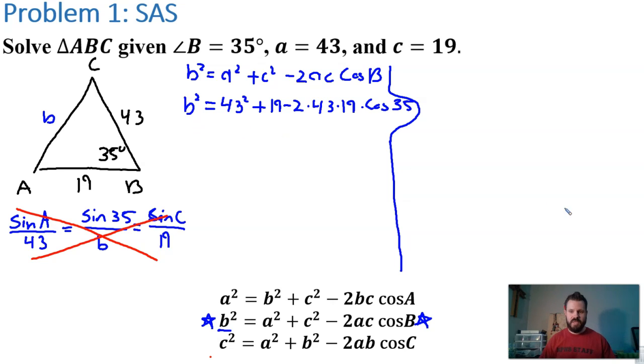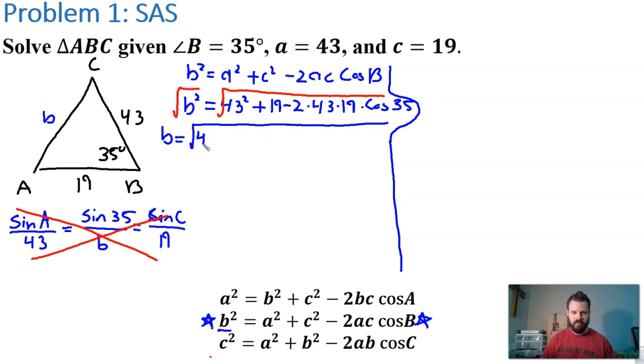And if I want b by itself, I just need to get rid of the squared. So all I need to do that is take the square root of both sides of the equation. So we have, b is equal to the square root of 43 squared plus 19 squared, minus 2 times 43 times 19 times cosine 35.